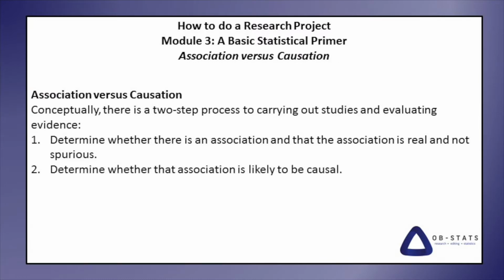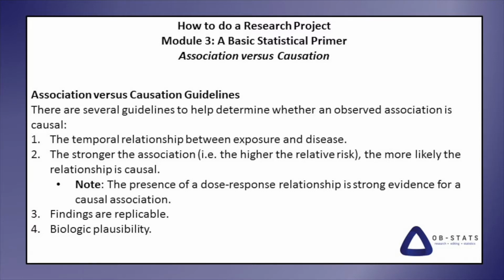Conceptually, there is a two-step process to carrying out studies and evaluating evidence. 1. Determine whether there is an association and that the association is real and not spurious. And 2. Determine whether that association is likely to be causal. There are several guidelines to help determine whether an observed association is causal.